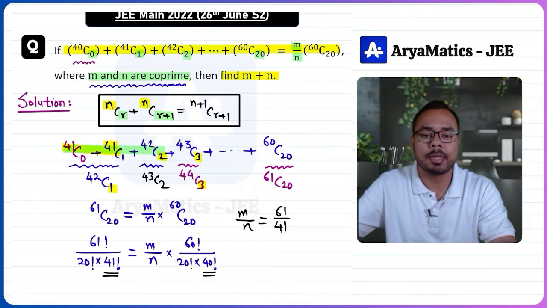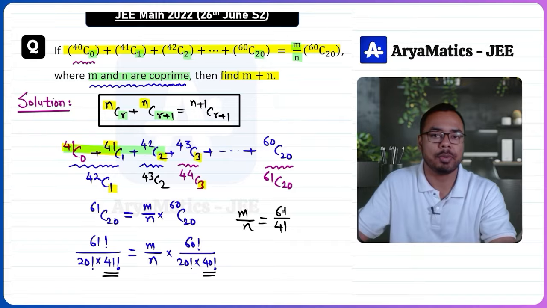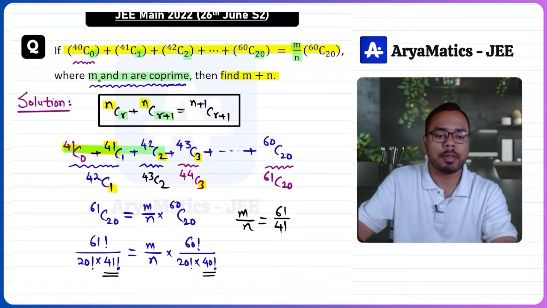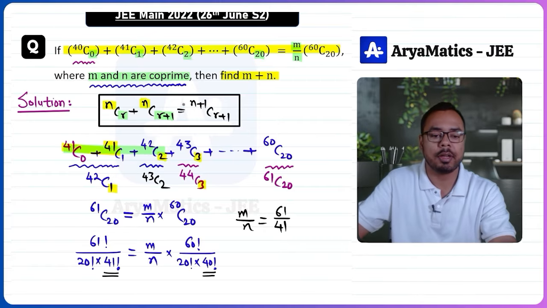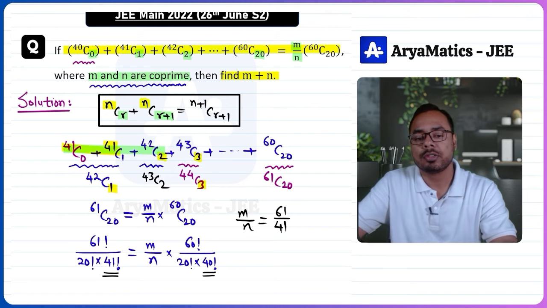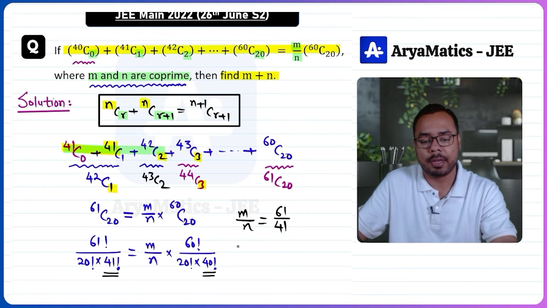And as you can see, there is no common factor between 61 and 41. In fact, both of them are prime numbers. So m and n, 61 and 41, these two are co-prime or relatively prime, or their HCF is 1, right? So now the problem was we have to find m plus n.